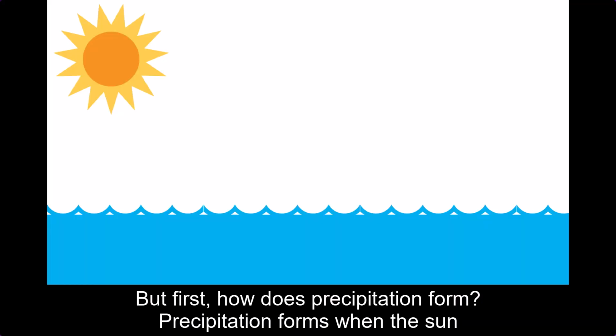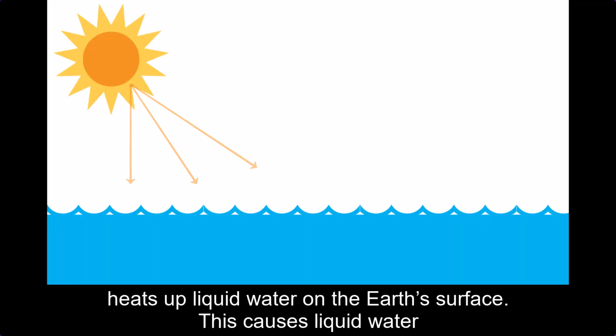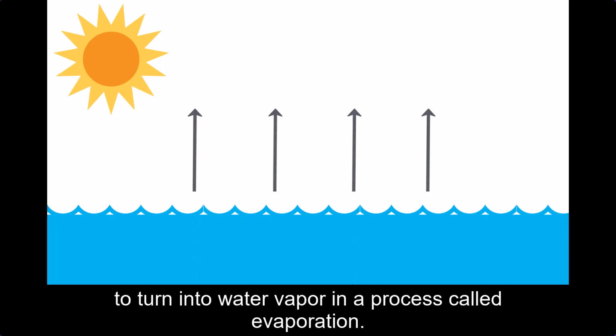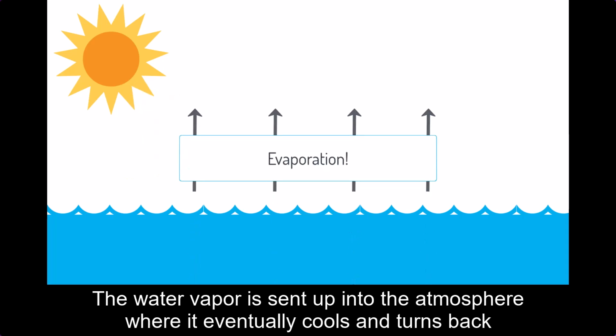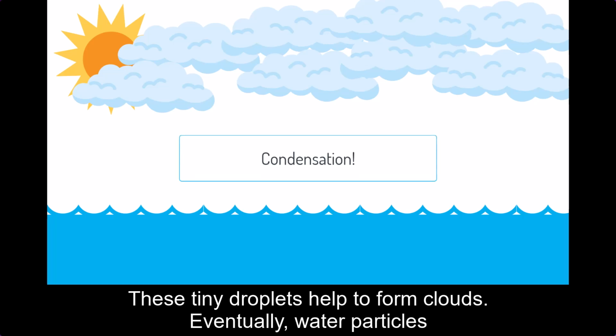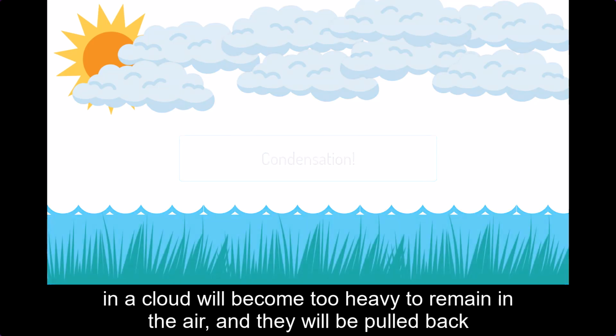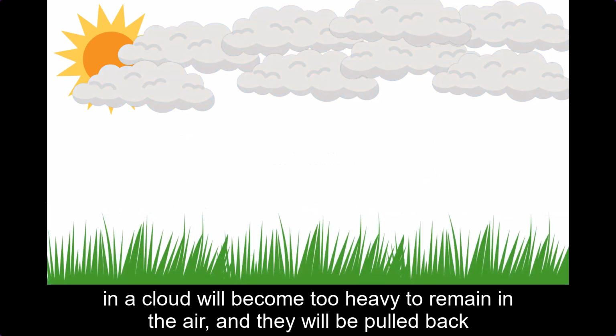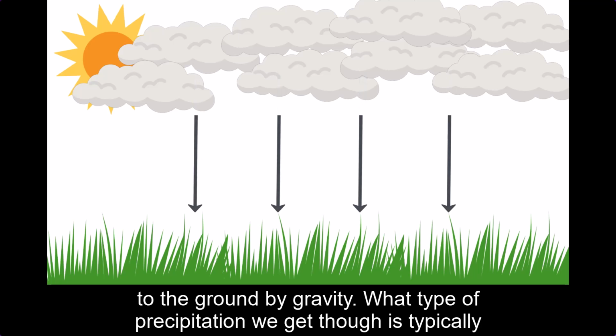Precipitation forms when the sun heats up liquid water on the Earth's surface. This causes liquid water to turn into water vapor in a process called evaporation. The water vapor is sent up into the atmosphere where it eventually cools and turns back into tiny liquid droplets in a process called condensation. These tiny droplets help to form clouds. Eventually, water particles in a cloud will become too heavy to remain in the air, and they will be pulled back to the ground by gravity.